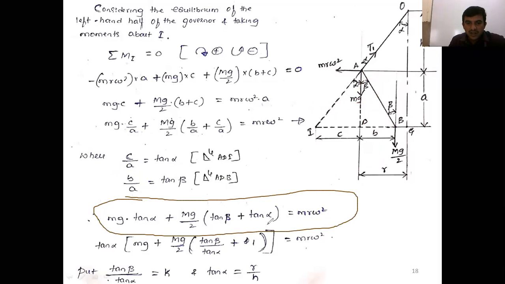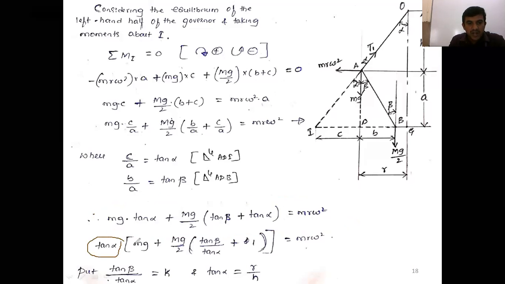After that, now see. From the left side of the equation, first term, second term, take tan alpha outside. Once you take tan alpha outside, in the first term you will get mg plus, in the second term, mg by 2. If you take tan alpha outside, you will get tan beta divided by tan alpha plus 1, that is equal to mr omega square.